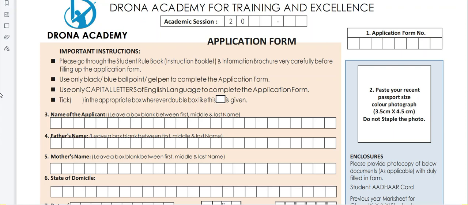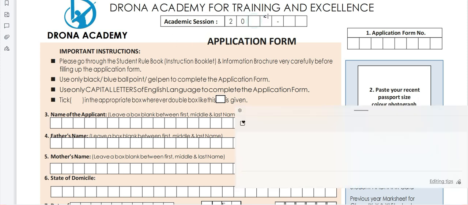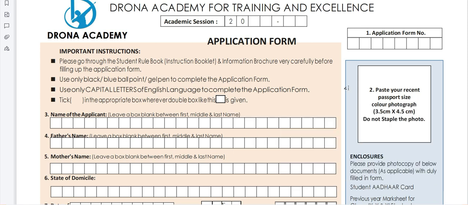Hi, so this tutorial is regarding how to fill up the admission form, and there are two other documents inside your package. So first of all, we are going to fill up our application or admission form. As you can see, at the start it is given academic session. So here you have to write 2023-24, because it's our session for 2023 and 24.